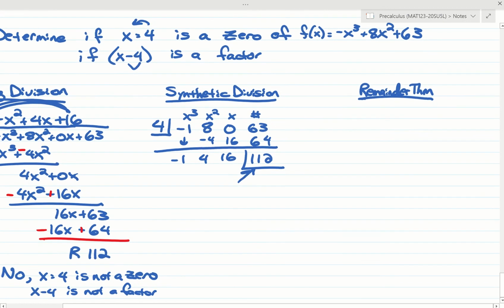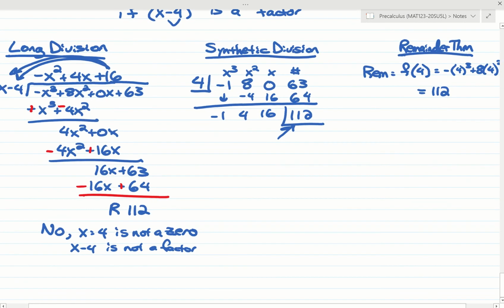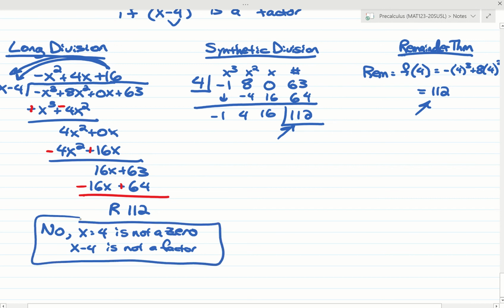The remainder theorem is even faster. The remainder would just be what we get when we plug in 4 for all the x's. And if you just type that into your calculator, you get 112. All three of these techniques tell you that no, x equals 4 is not a 0, and x minus 4 is not a factor.